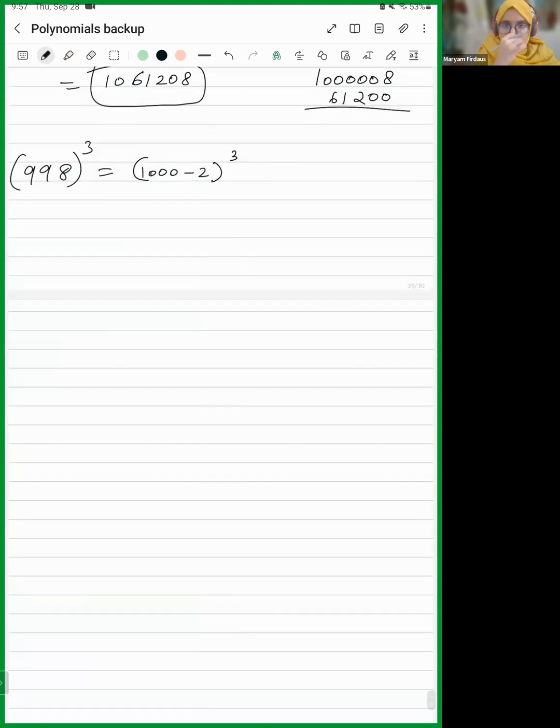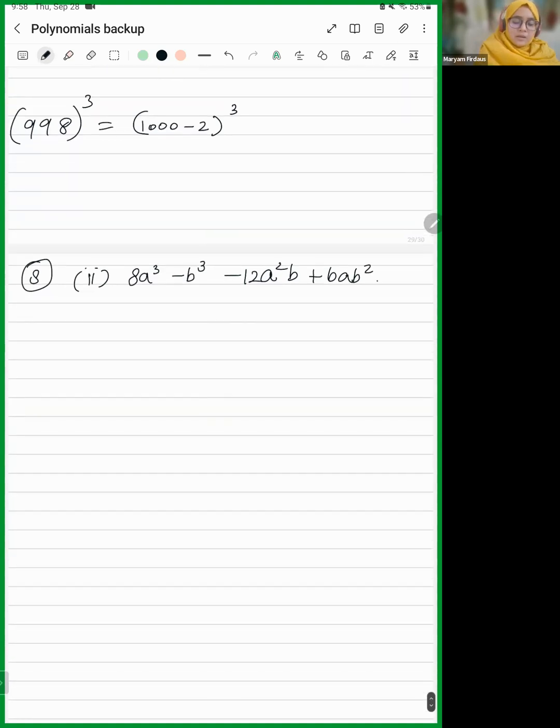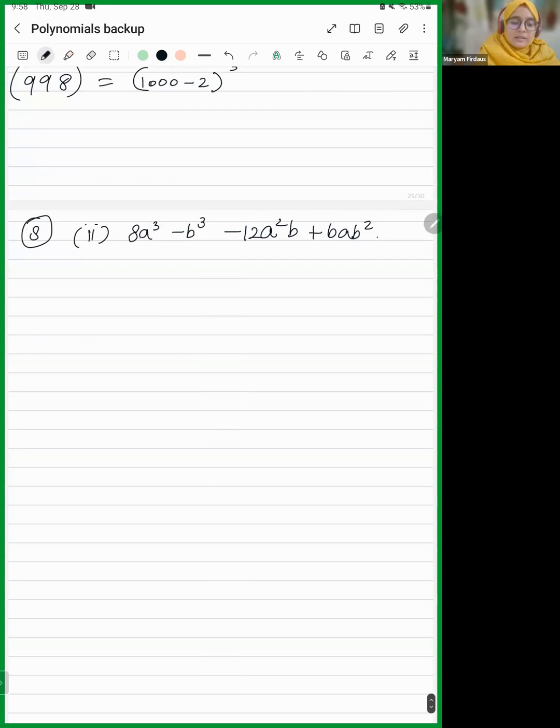Okay, now let's come to question number 8. I think we have not done this question yet. So here, let's try to do the second one first. The first one is very simple. 8a cube minus b cube minus 12a square b plus 6ab square. So this looks like, see, this has a cube minus b cube, right? So this must be a something minus b something whole cube.